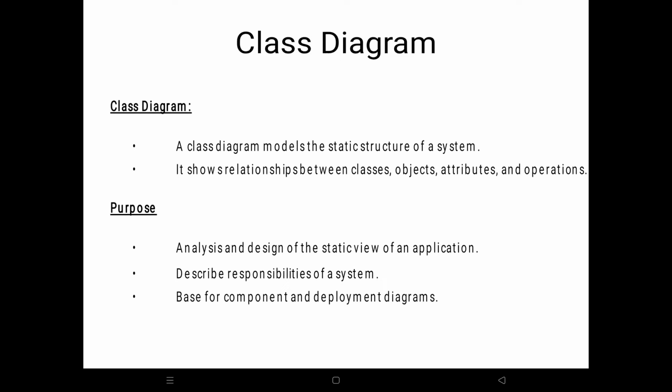What is the purpose of a class diagram? Why do we go for a class diagram? Mainly, the class diagram is used for analysis and design of the static view of an application. Second, it is used to describe the responsibilities of the system. The third important thing is that it is the base of the component and deployment diagrams.